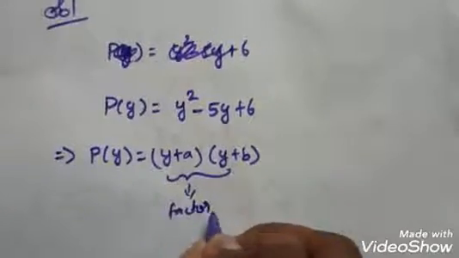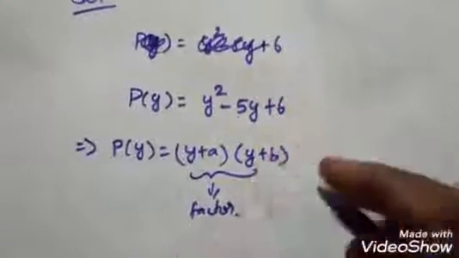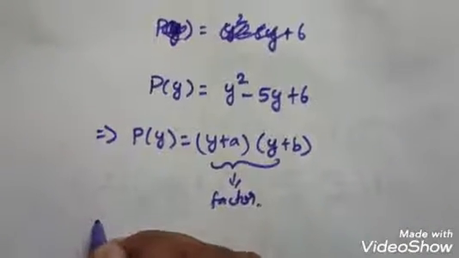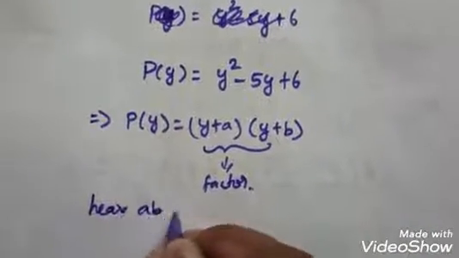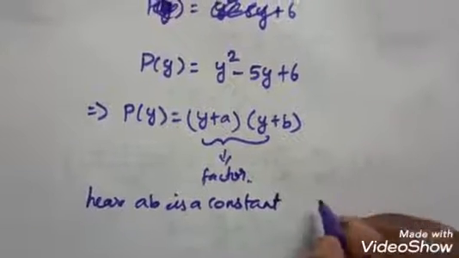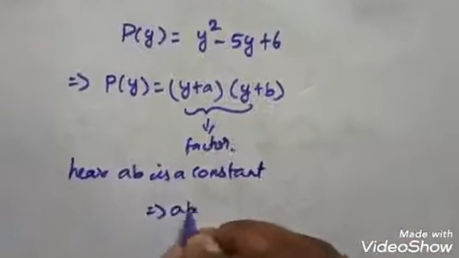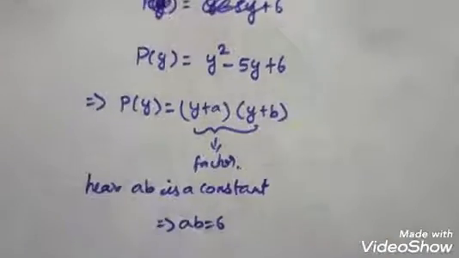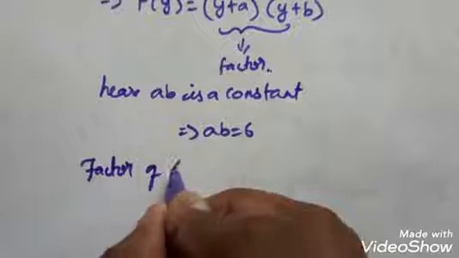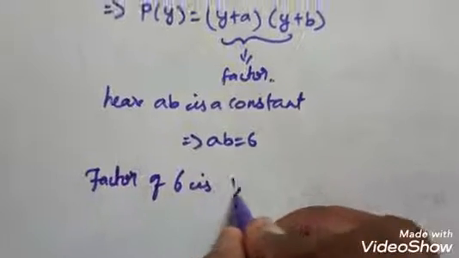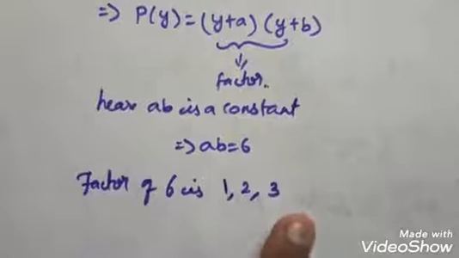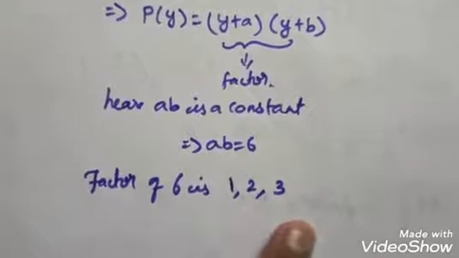These are the factors. So here 6 is the constant, here ab is a constant, which implies ab equals 6. So we have to find the factors of 6: 1, 2, 3. So 1, 2, 3 are the factors.